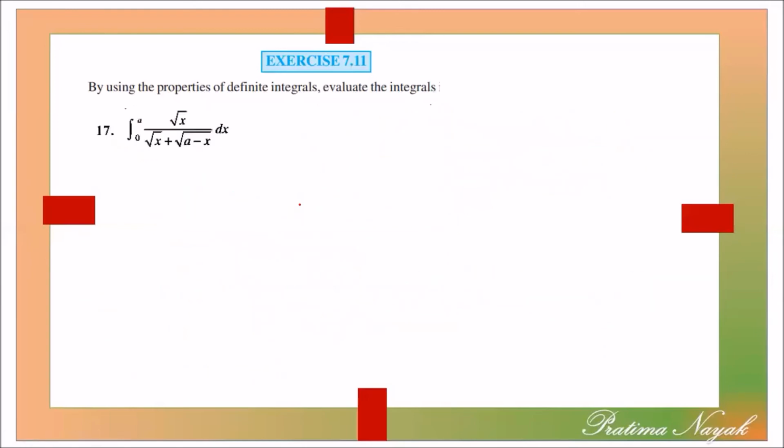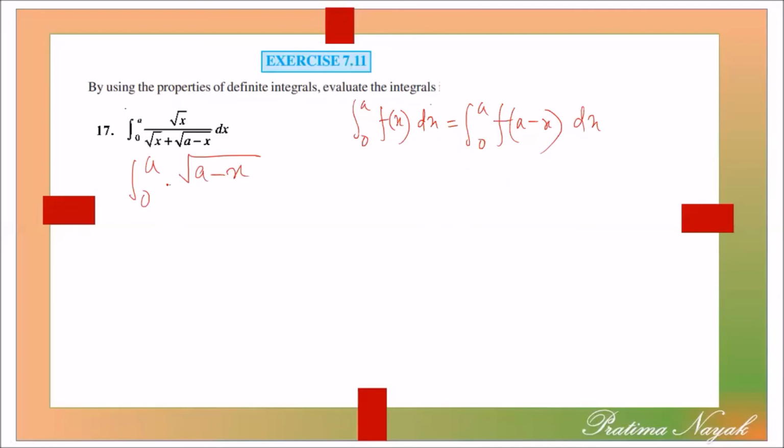Question number 17, same property. We'll write integral 0 to a of f(x) dx is equal to integral 0 to a of f(a minus x) dx. So 0 to a, under root a minus x, under root a minus x, and guess what? This will become under root x.